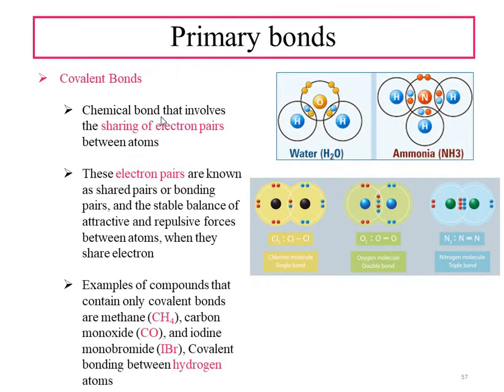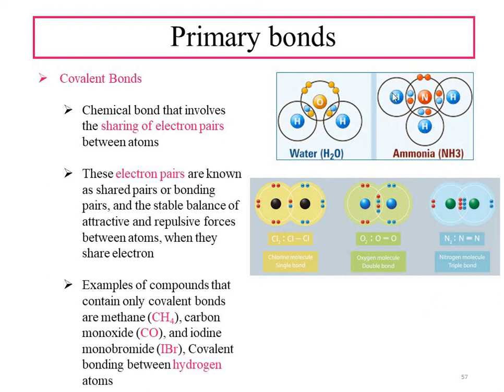Now let us see the covalent bond. We can call the covalent bond a non-selfish bond. Why is it known as a non-selfish bond? Because it shares the electrons, rather than a transfer happening. It is a chemical bond that involves the sharing of electron pairs between atoms. These pairs are known as shared pairs or bonding pairs, and there is a stable balance of attractive and repulsive forces between atoms where they share the electrons.